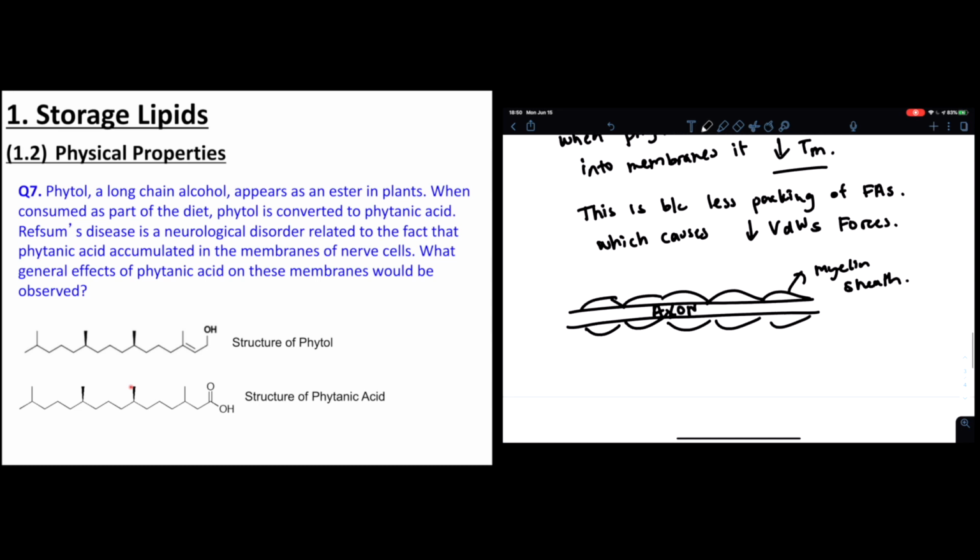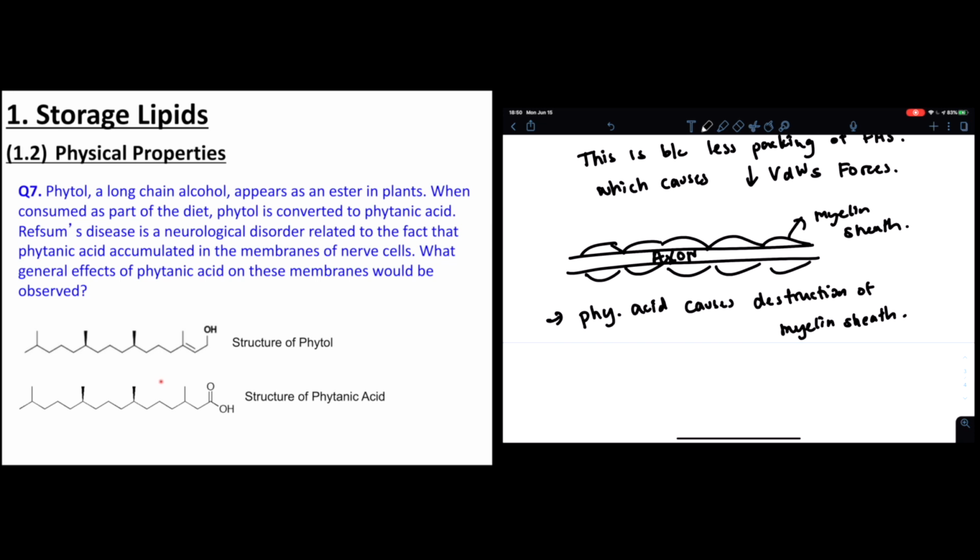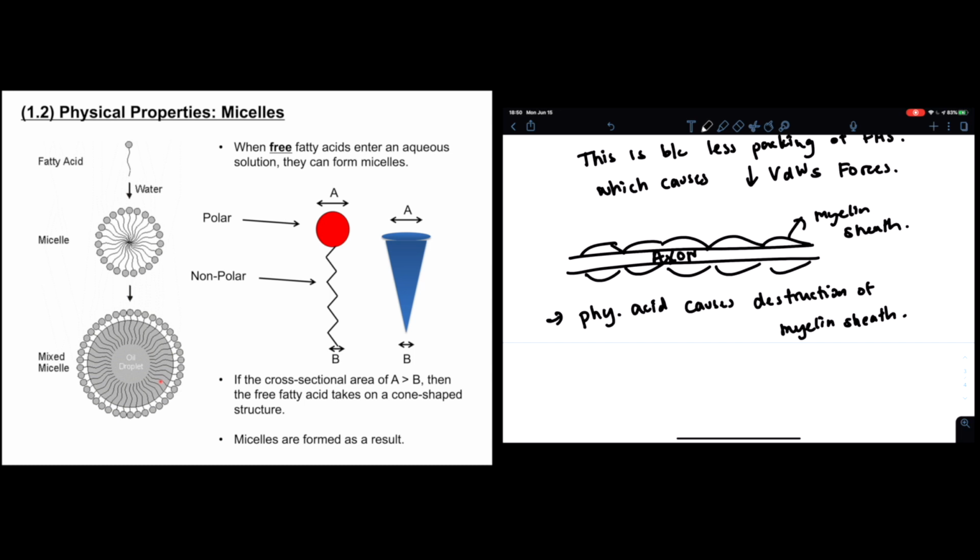And when you put these phytanic acid molecules into the myelin sheath, it's going to cause it to essentially liquefy, because the melting temperature of it is going to lower quite a bit. Okay, so we're just going to mention here that phytanic acid causes the destruction of the myelin sheath. Okay, so there you go. That's another concept that's just an application of knowledge from the unsaturated fatty acids.